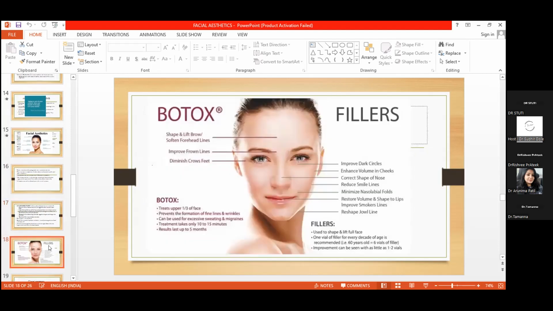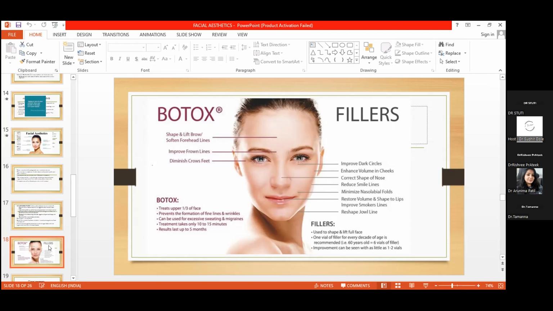So these are the Botox and fillers. Majorly Botox would treat your upper one third, prevents the formation of fine lines and wrinkles, and can be used for excessive sweating and migraines even. So hand and legs, if someone is having hyperhidrosis, the terminology is hyperhidrosis, it can be cured, and in dentistry it can be used for the masseter hypertrophy. The results would last up to 5 months depending.